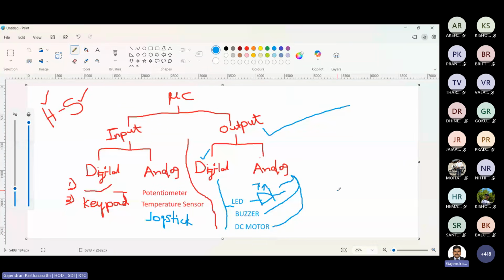Okay, please take down the slide. Have you noted it down? If you have noted down the notes, please say yes. We will continue with the servo motor. Servo motor and all special types of output motors, that I will teach you.